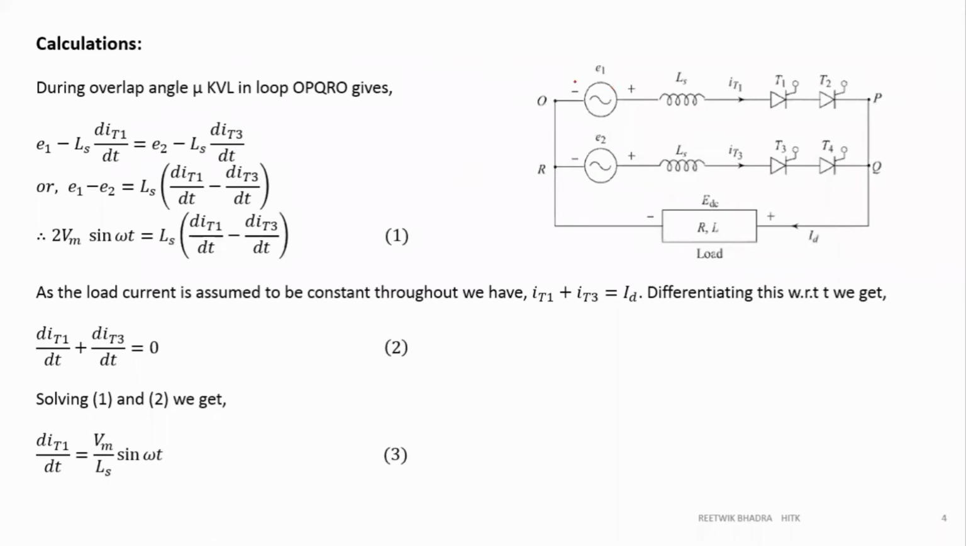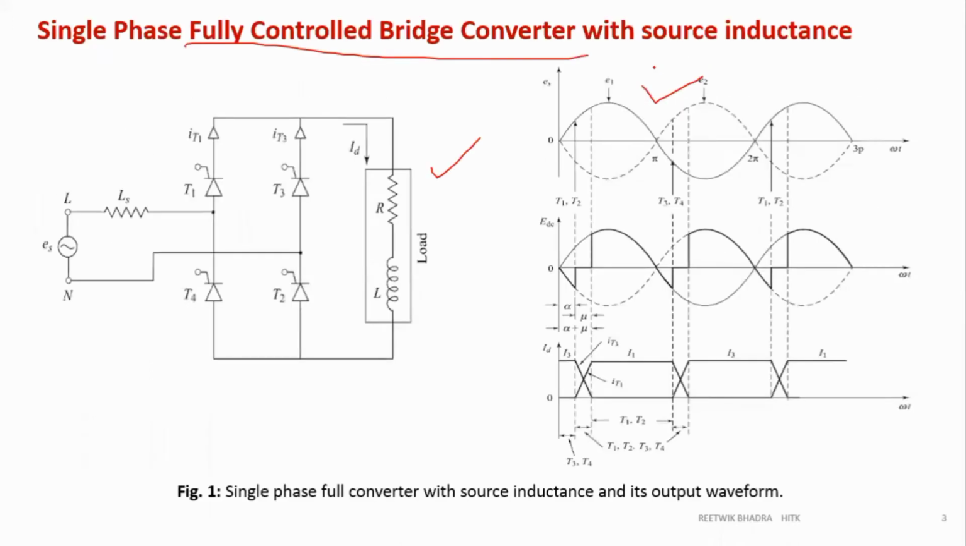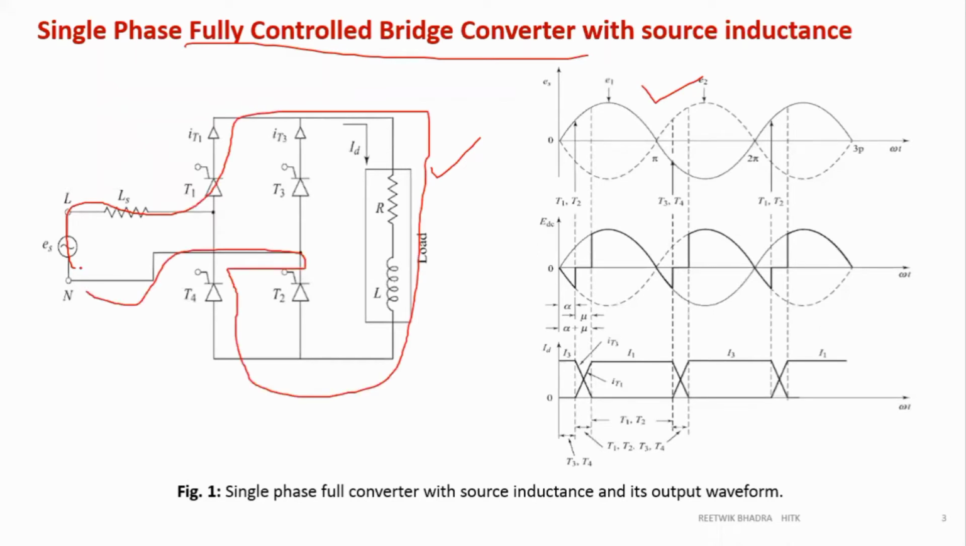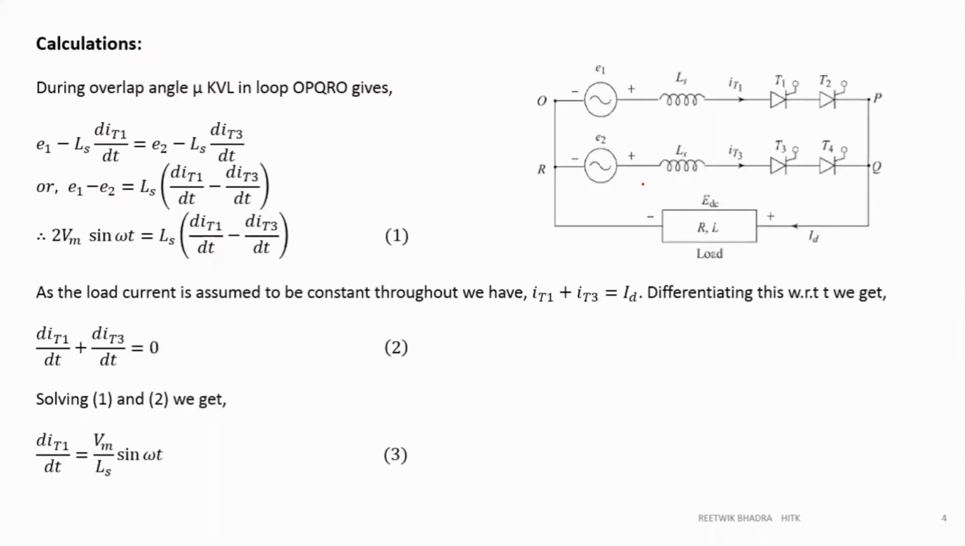So what we have done: T1, T2 is on because of E1, and there is the inclusion of this LS. Please be careful. In previous lectures, we did not include LS because there was no source inductance. But now this circuit is ES, LS, T1, RL, T2 back to this. So now we have to include that LS. Similarly for the other side, and we apply KVL in the loop. We always apply it in this loop OPQRO.